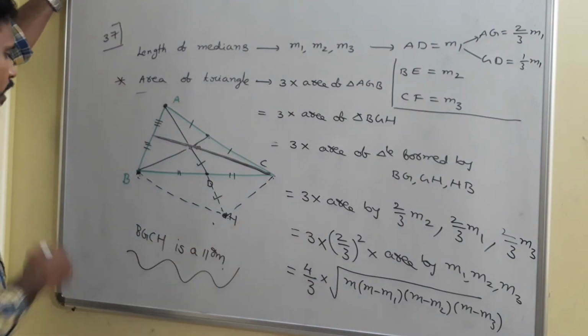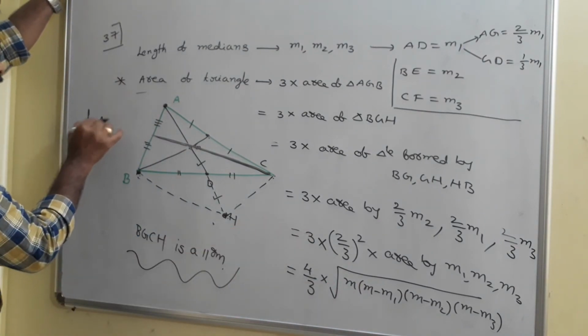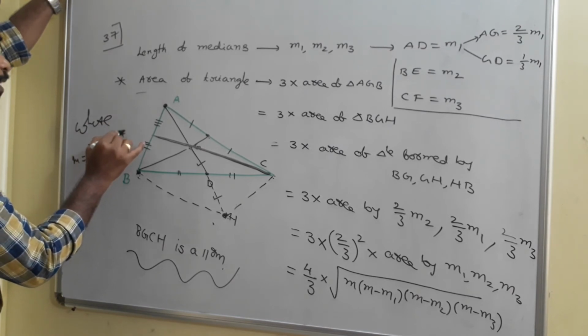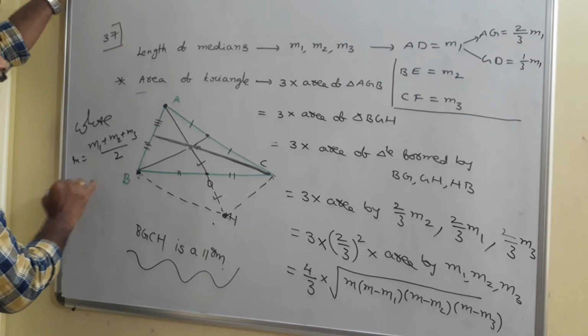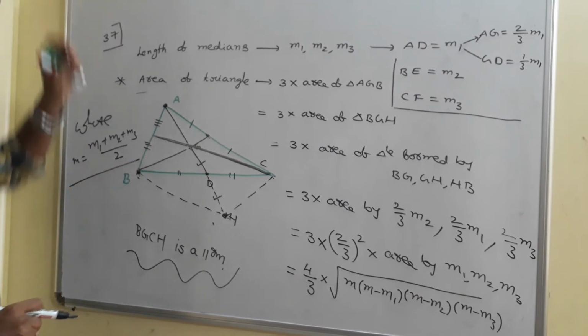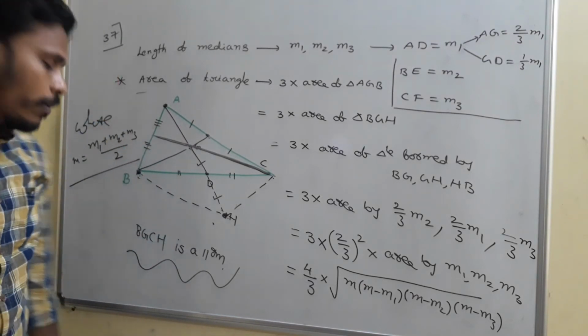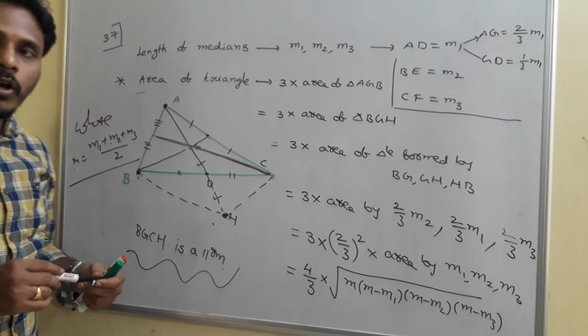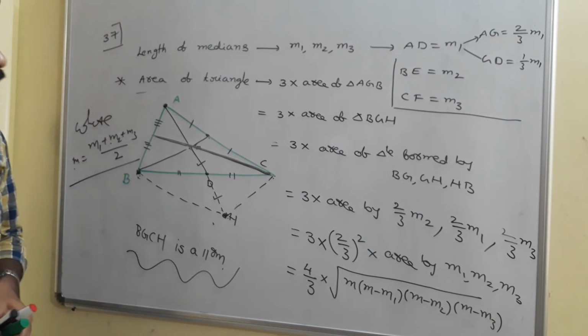So I have no space there, so I am writing here, where m is equal to, just like s, m1 plus m2 plus m3 by 2. Okay. Usually in area we will have s equal to a plus b plus c by 2, and here it is m equal to m1 plus m2 plus m3 by 2. Okay, just have a look. Once again I will explain for you.